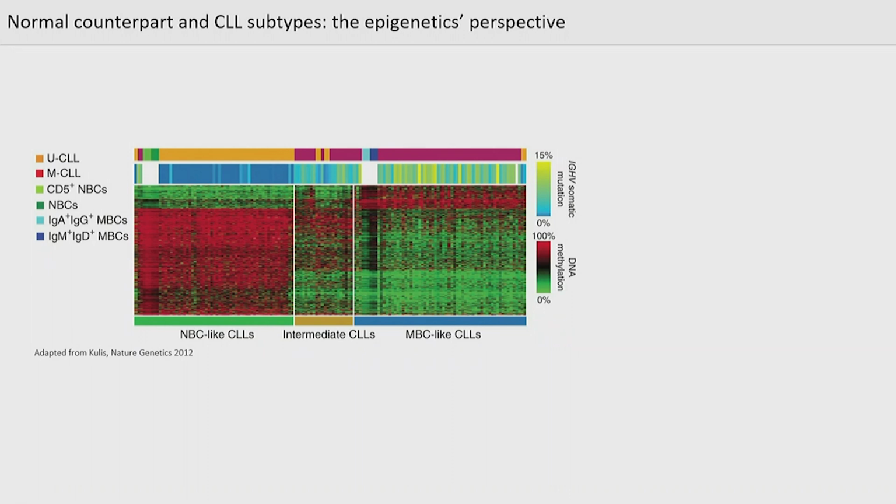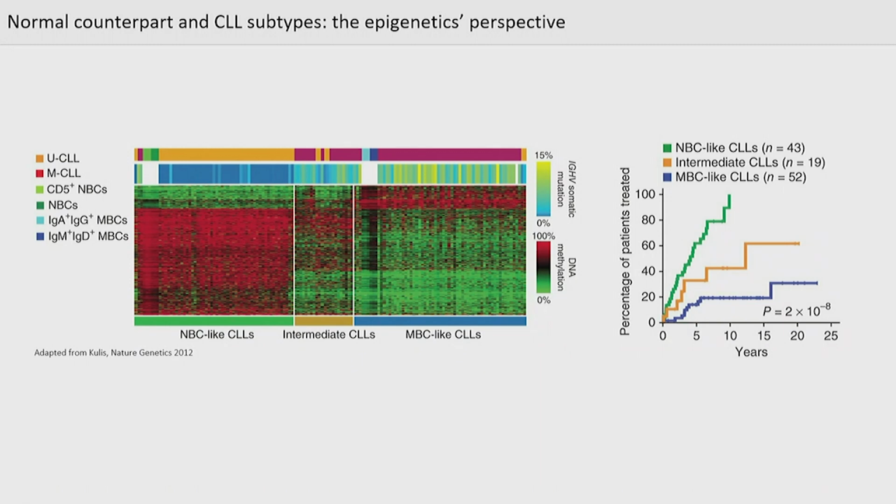But the surprise was that we found a group of cases that we have never seen before with other approaches, that were characterized by methylation profiles intermediate between the two of them, and we didn't find any normal cell that had this imprint of a cell of origin. And we call this group intermediate in terms of methylation.